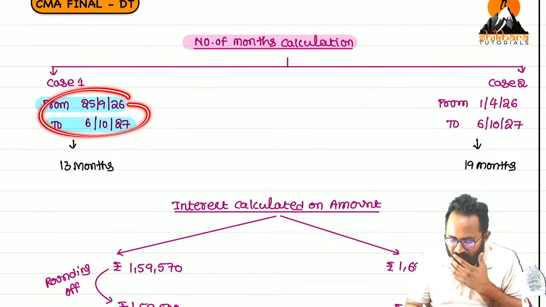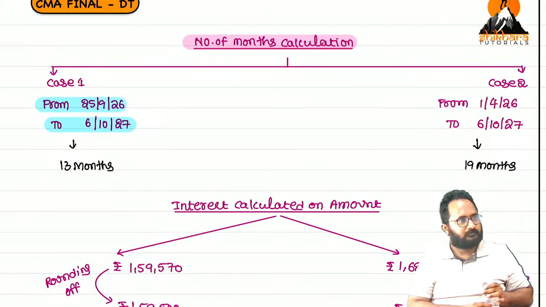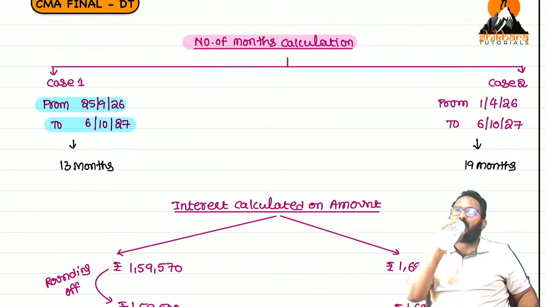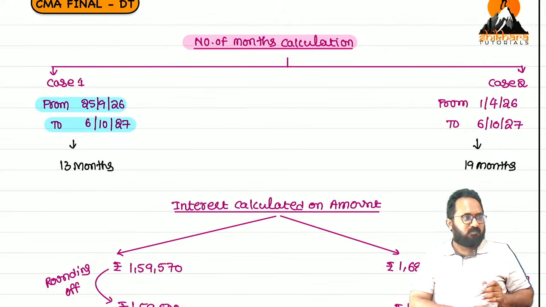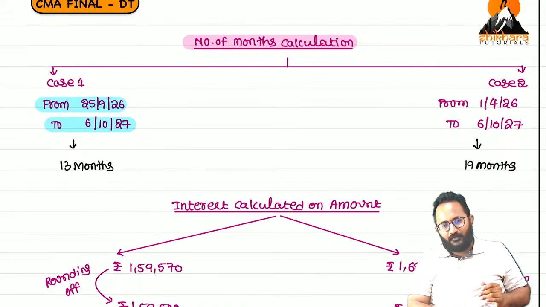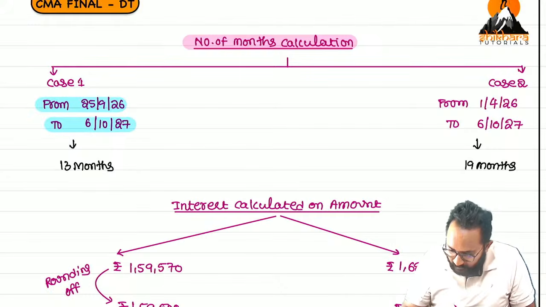Now compute. Many of you will get 14 definitely. Many of you will get 14. But you should not calculate like that. How these things are calculated, I will tell you.